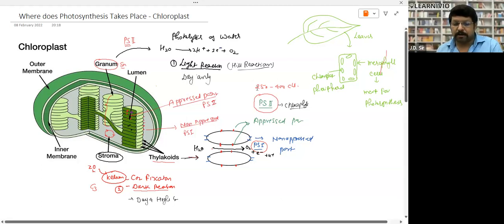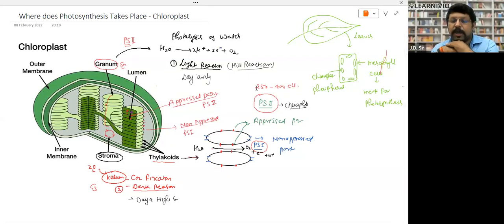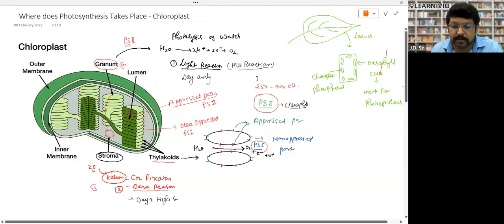Did you get it or not? Tell me. Everybody got it, sir. Okay. That's why I want you to draw this diagram right now. This is very clear. So this was the light reaction. Why? Because breakdown of the water molecule, the photolysis of water, takes place only in daytime.